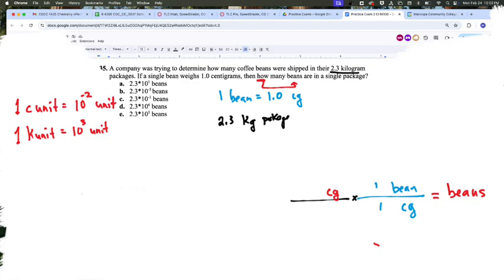We look at the question. Does the question tell us how many centigrams? No. It tells us we have 2.3 kilograms. It tells us one bean is 1 centigram. But I don't know the raw centigrams. So I'm going to have to convert the centigrams into something. What do I want to convert them into?